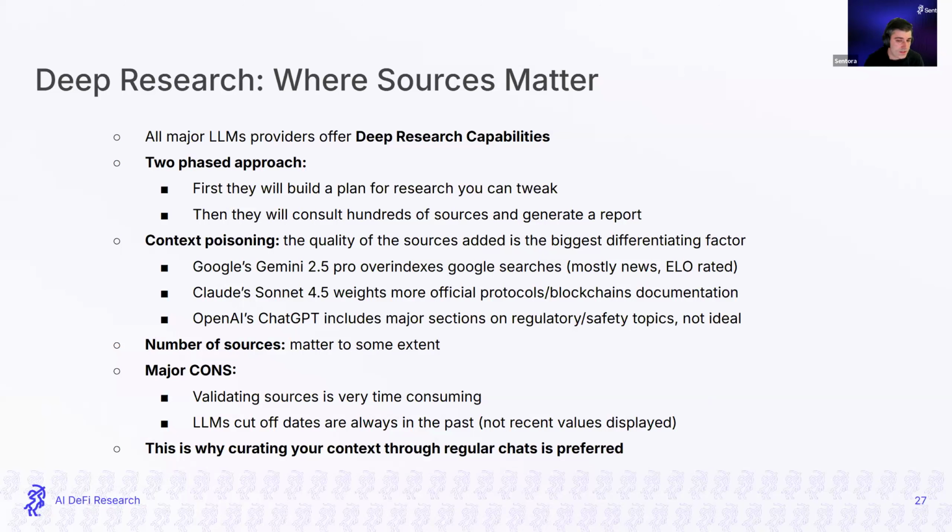ChatGPT, the research is fine as well. I just find it not the best that it always fills the report with very large sections on regulatory and safety topics, which for this research material is not ideal, right? But still, the latest versions of deep research on ChatGPT were very, very good. So the number of sources matters to some extent, but in the end, the quality of what it picks up is the most important.